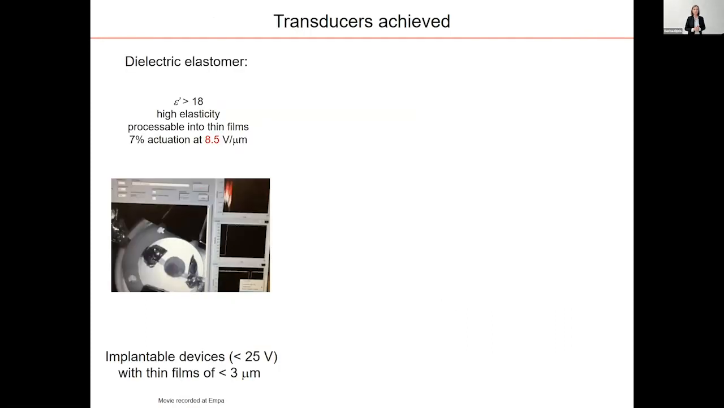Now let me come to the end of my presentation. So what transducers did we achieve? We have dielectric elastomers with a permittivity of about 18, which are highly elastic, processable in thin films, and have a 7% lateral actuation strain at 8.5 volt per micrometer. If you now want to use these devices in implants, then we will have to reduce the driving voltage to 25 volt. This would be possible with a film with a thickness of 5 micrometer.